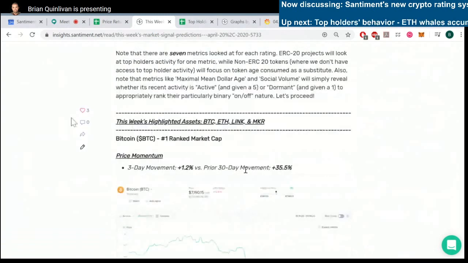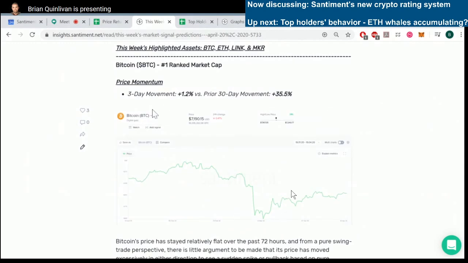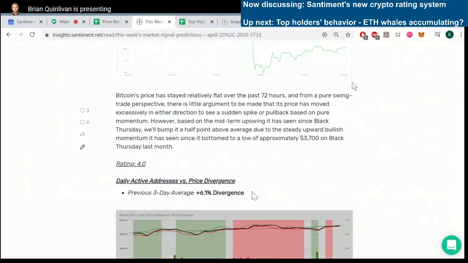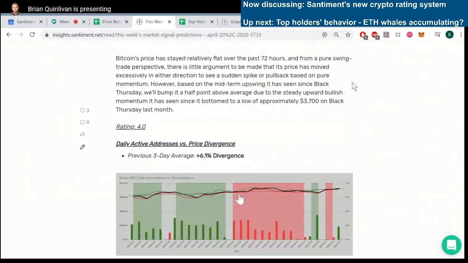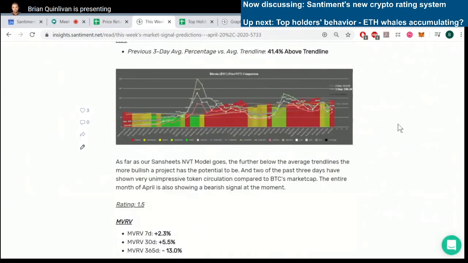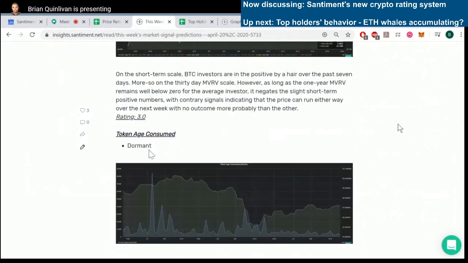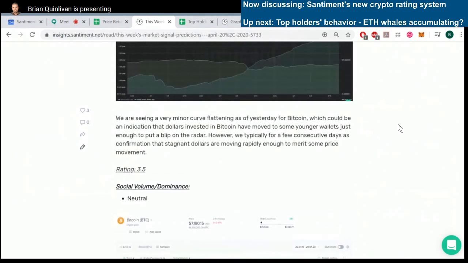So I won't go over this whole article. That would take far too long. But what I will say is what you'll typically see in these articles is a rating system that's comprised of the average ratings based on things like price, daily active address versus price divergence model, which we've gone over on this call before, the NVT model, which we've also gone over, MVRV, which Valentin often comes on and talks about, token age consumed, maximal mean age, social volume.